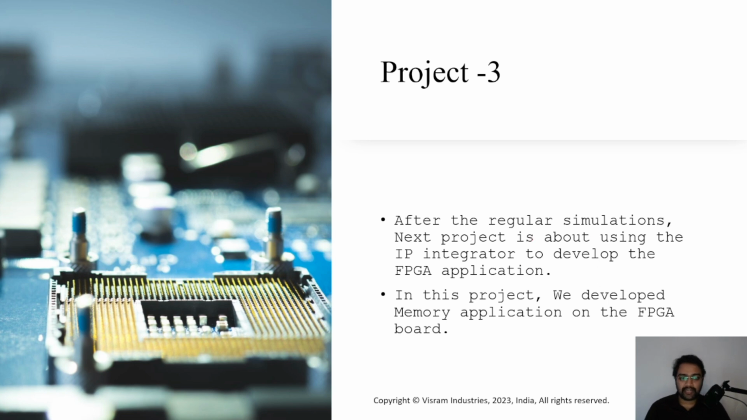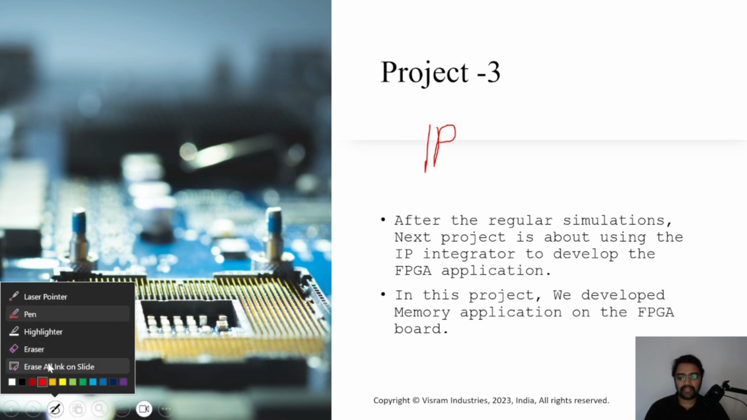After the regular simulations, we generate the bit stream. In the previous designs, we wrote HDL code and generated the bit stream in the entire development flow. But in this one, we have taken the IP integrator and used a memory block, block RAM, called BRAM as the example. For that we have generated a test bench as well. We have used the test bench and generated output, and then we generated the bit stream for that IP. So in this project, the major thing is we have introduced ourselves to the IP integrator. That is again a major part.